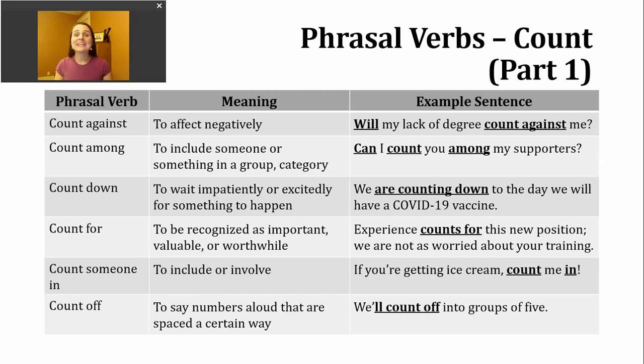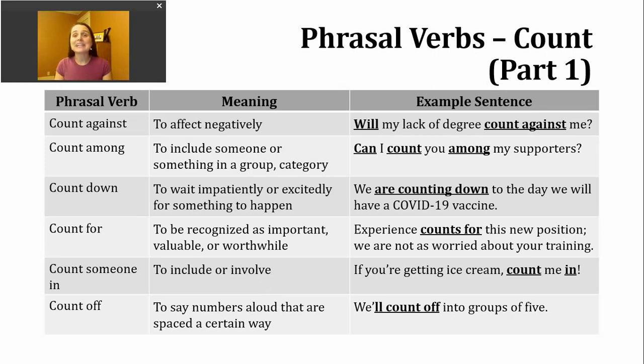Another phrasal verb you might hear is count down. This could mean to wait impatiently. So impatiently meaning kind of like, come on, get here. I want something to happen sooner rather than later. Or it could mean to wait excitedly for something to happen. Here's an example of this phrasal verb. We are counting down to the day we will have a COVID-19 vaccine. I think this is a true statement or feeling for a lot of people. Many of us are impatient. Some of us are very excited for this future vaccine that's being developed.